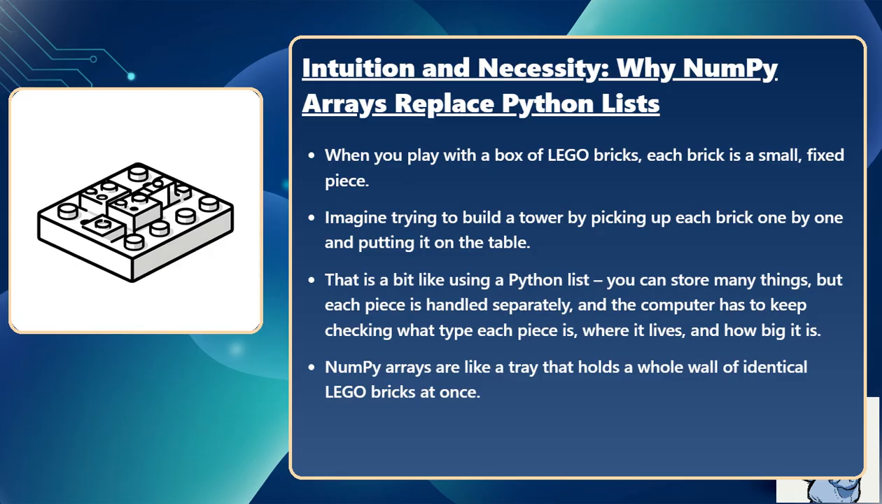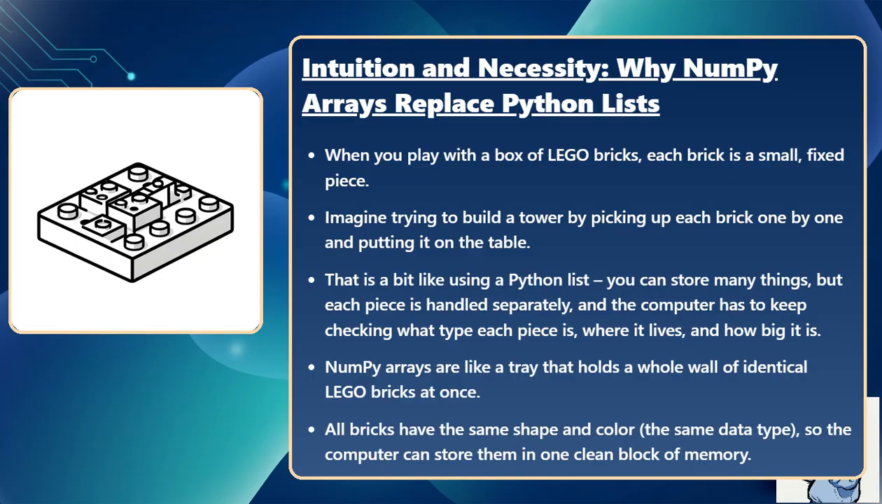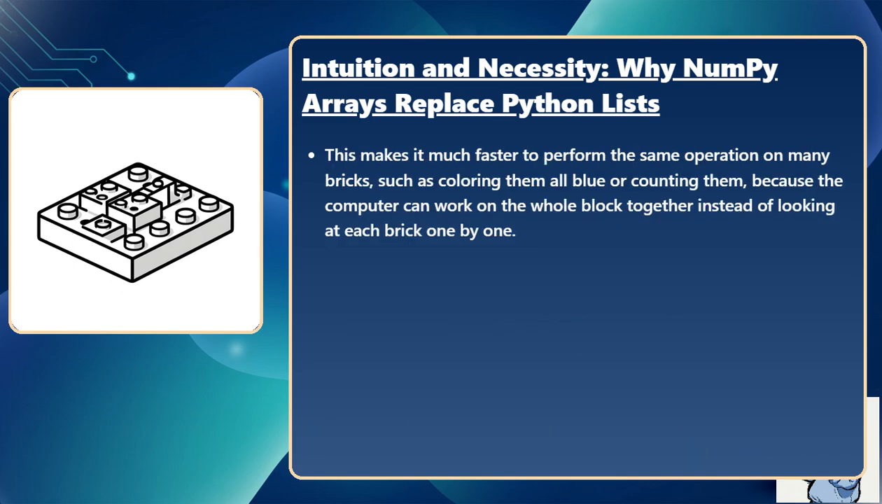NumPy arrays are like a tray that holds a whole wall of identical LEGO bricks at once. All bricks have the same shape and color, the same data type, so the computer can store them in one clean block of memory. This makes it much faster to perform the same operation on many bricks, such as coloring them all blue or counting them, because the computer can work on the whole block together instead of looking at each brick one by one.